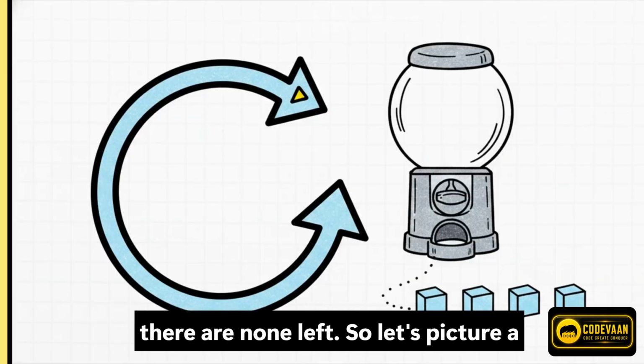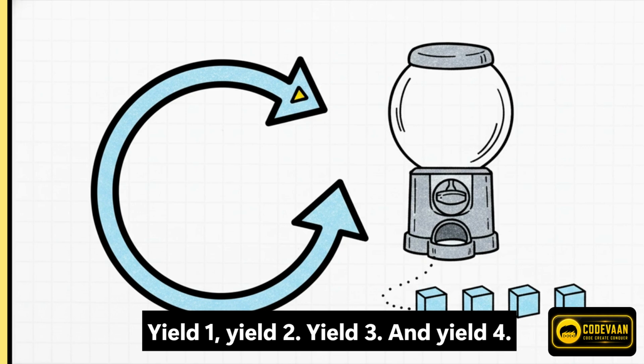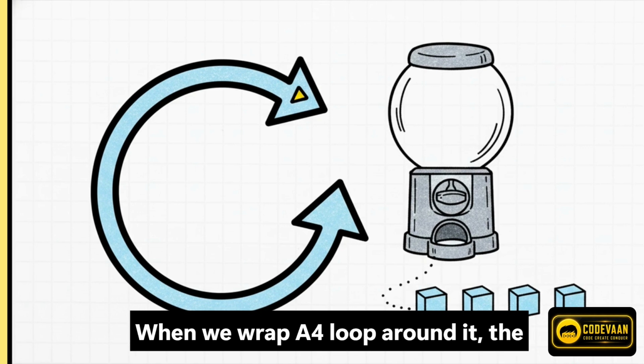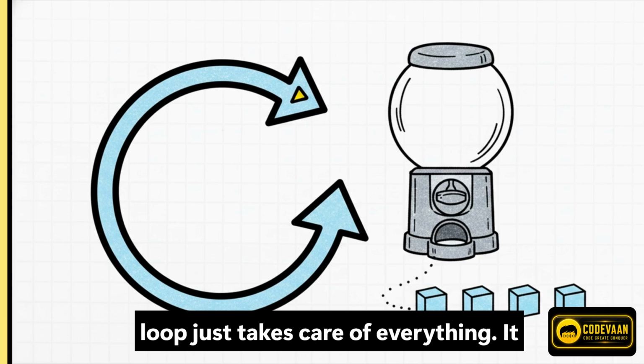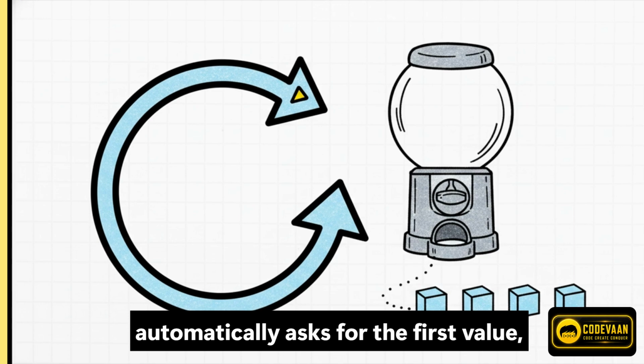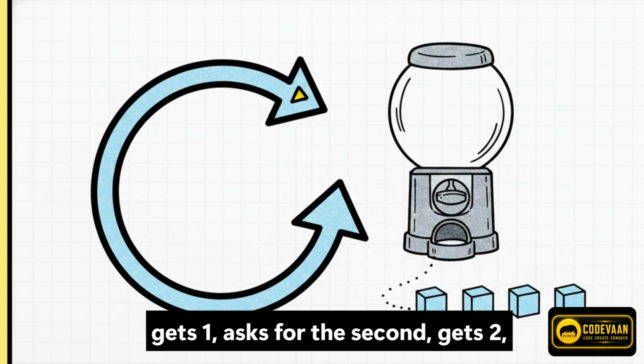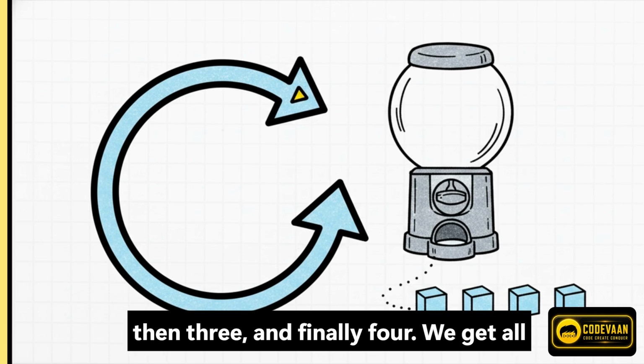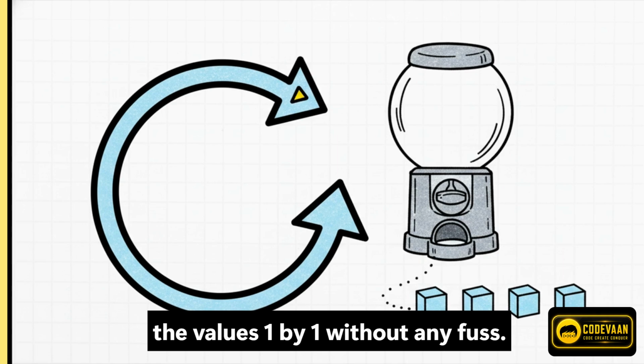So let's picture a simple generator that has 4 lines: yield 1, yield 2, yield 3, and yield 4. When we wrap a for loop around it, the loop just takes care of everything. It automatically asks for the first value, gets 1, asks for the second, gets 2, then 3, and finally 4. We get all the values one by one without any fuss.